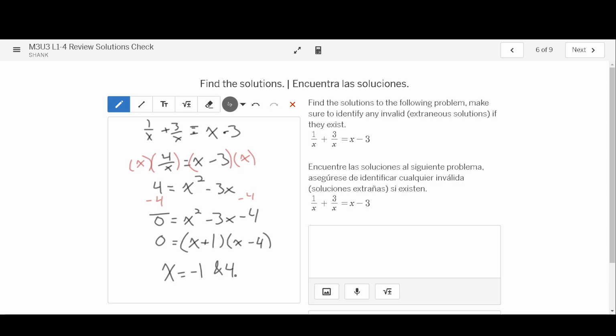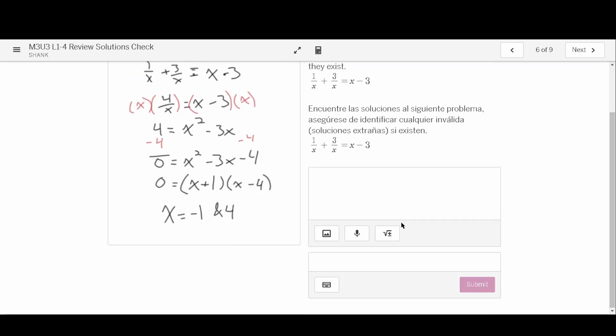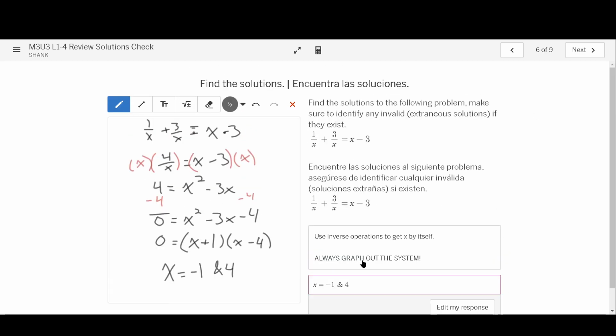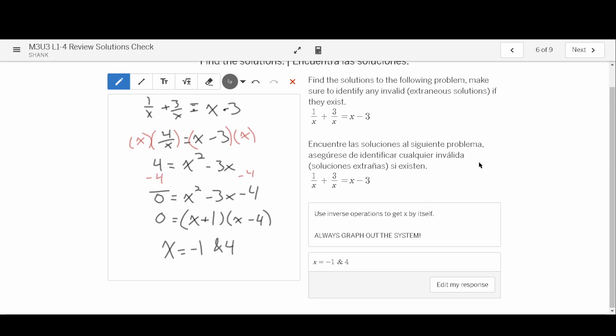And what I'm actually going to do is graph it out on my next slide here. Use inverse operations to get x by itself. Mainly, always graph out the system. And I'll show you what that looks like here in a second. Make sure you type in -1 and +4 as your answers, since it's going to be 2 different points. And so we check using the graph.